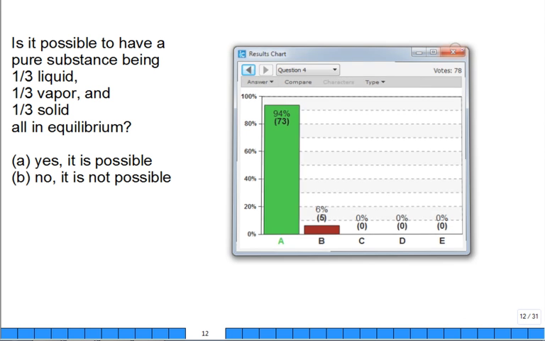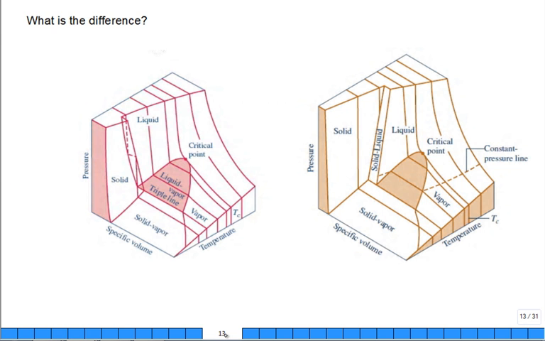So the next time we'll pick up and talk about different surfaces, what they look like. There's a difference between these two surfaces. I'll pick that up next time.